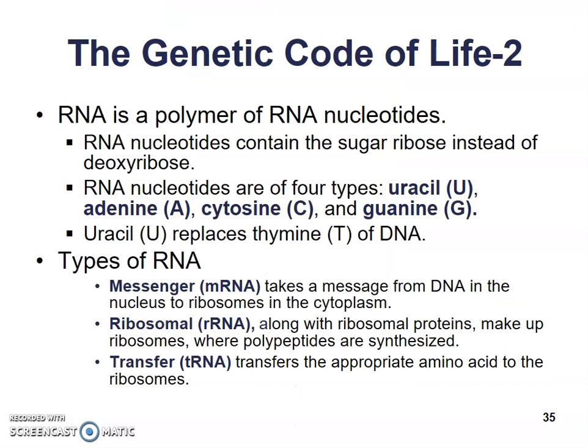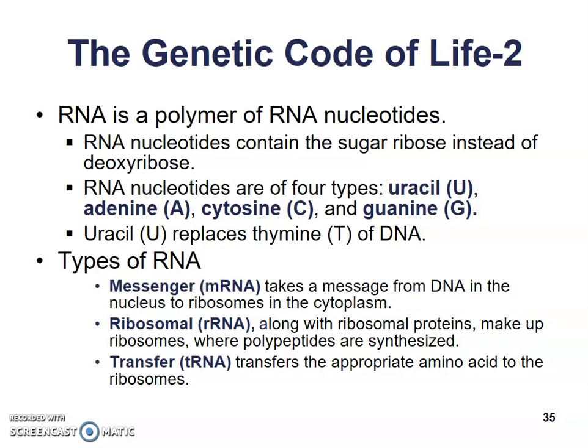RNA is a polymer. Remember, a polymer is a molecule that is made up of the same unit over and over again. It's made of RNA nucleotides. They contain a different sugar than DNA. They contain ribose sugar and 4 nucleotides. Very similar to DNA, but RNA does not use thymine. It uses a nitrogen base called uracil. So the 4 nucleotides are uracil, adenine, cytosine, and guanine. Uracil replaces thymine.